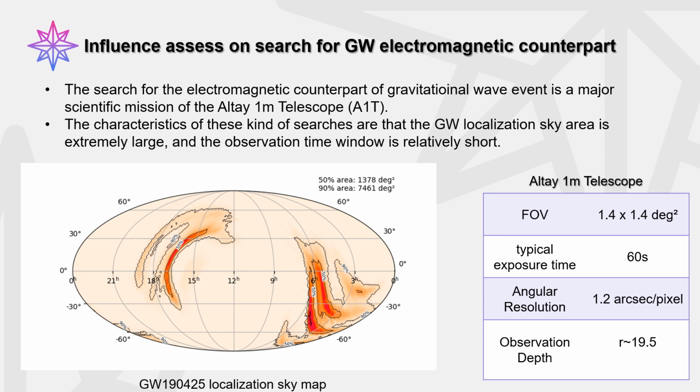The search for the electromagnetic counterpart of gravitational wave is a major scientific mission of the Altai 1-meter telescope, aka A1T. So we simulated the impact of Starlink on real gravitational wave events follow-up observation. This follow-up telescope is the Altai 1-meter telescope. So we take the GW190425 as an example for the simulation, whose 90% confidence localization area reaches over 7,000 square degrees.